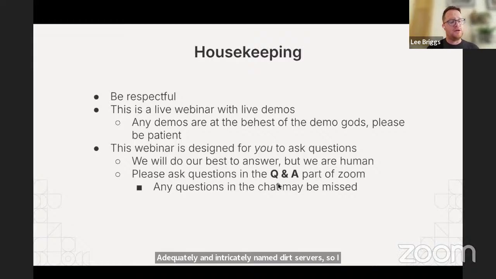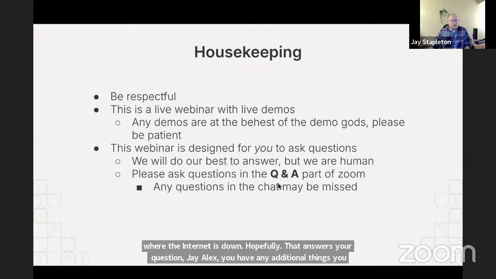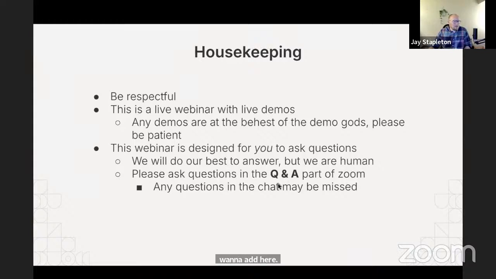But if there is a designed path or mechanism that you would like here, Avery, we would love to hear it. What would you like this to do in those circumstances where the internet is down? Hopefully that answers your question. Jay, Alex, do you have any additional things you want to add here? No, I think that sums up what I would have approached there.